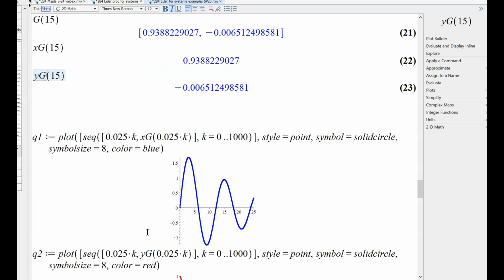Now, what I've plotted here in Q1, and keep in mind, in contrast to the last video where we went through an example where we could actually write out the exact solution, all we can graph here is the approximate solution.